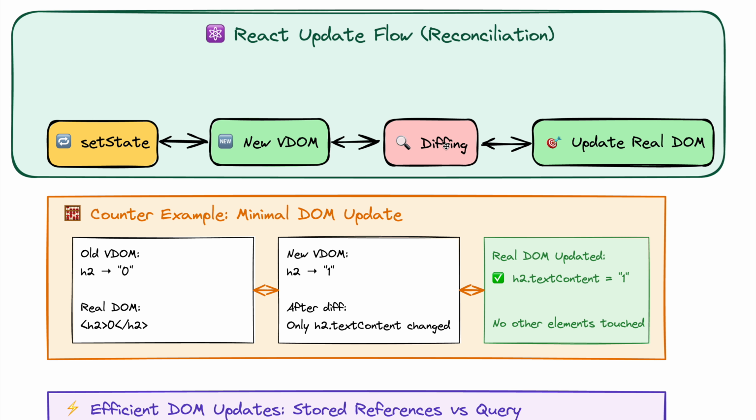That process is called diffing, and we have different algorithms for it. In the future we will talk in detail about how exactly they look. After comparing, we update our real DOM tree, and that process is called reconciliation.